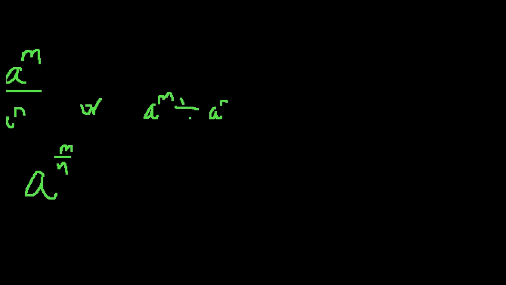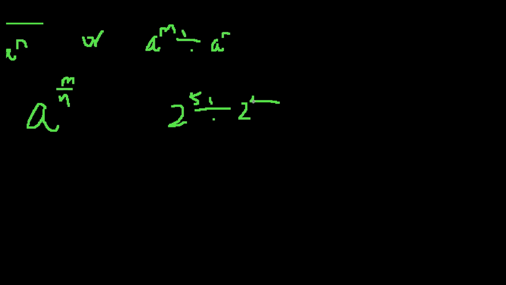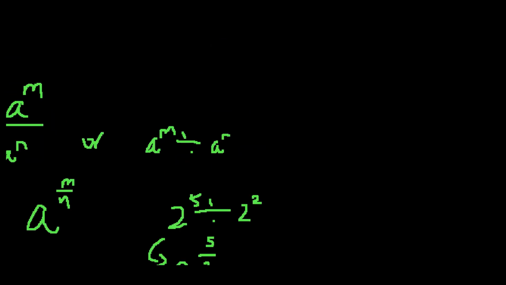So let me put this in a real world example. For example, we have 2 to the power of 5 divided by 2 to the power of 4. Oh, sorry, that's 2 power of 2, alright. So that would be equal to 2 to the power of 5 over 2. Alright, cool.